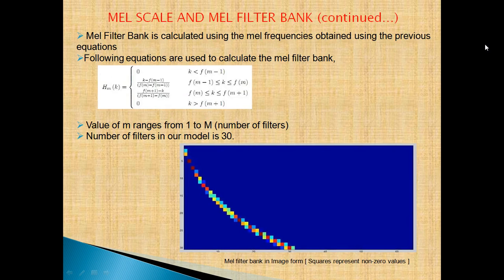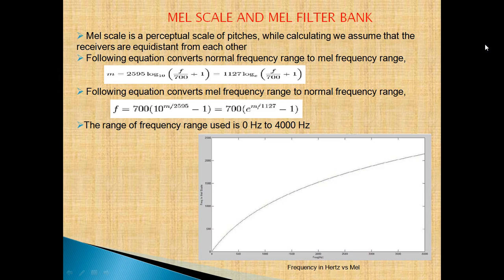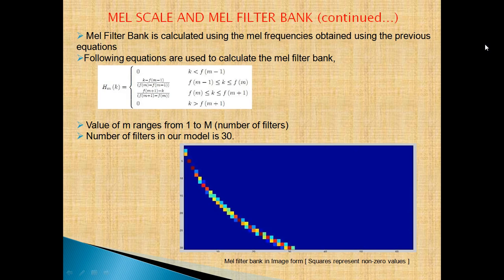Next, we're continuing with the section on the Mel scale and the Mel filter bank, but now the Mel filter bank is created using the Mel frequencies. The Mel frequencies have been obtained using the previous equations, that is m is equal to 2595 log base 10 of f by 700 plus 1, which is equal to 1127 log of f by 700 plus 1 to the base e. This equation helps us in calculating the Mel frequencies, and the following equation defines the Mel filter bank.